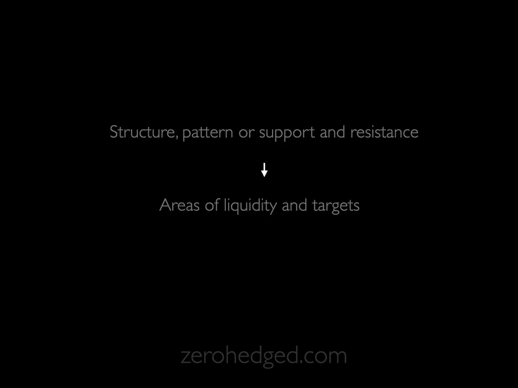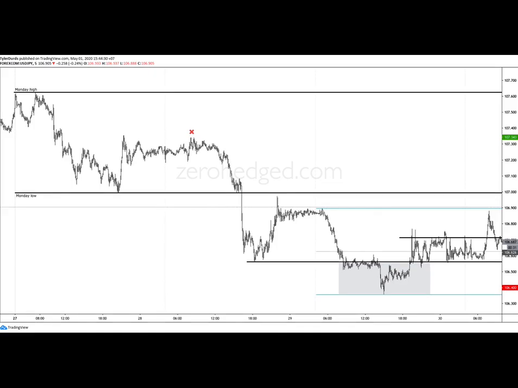Structure, pattern, or support and resistance, and areas of liquidity and targets. So what we're going to do, as I said, is use a previous example of a trade we took a couple of weeks ago, and break it down. So US dollar JPY. What do we have here? Monday high, Monday low. What happened? We had the Monday range form, the high, the low.